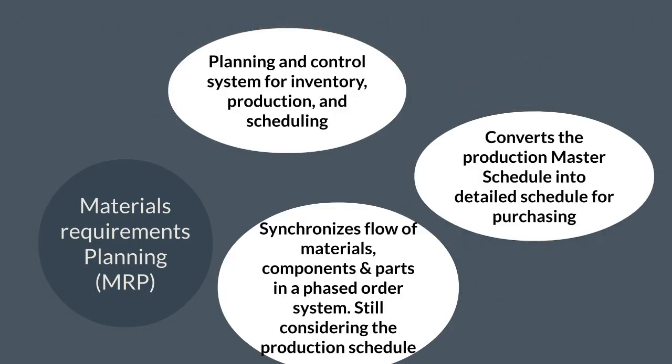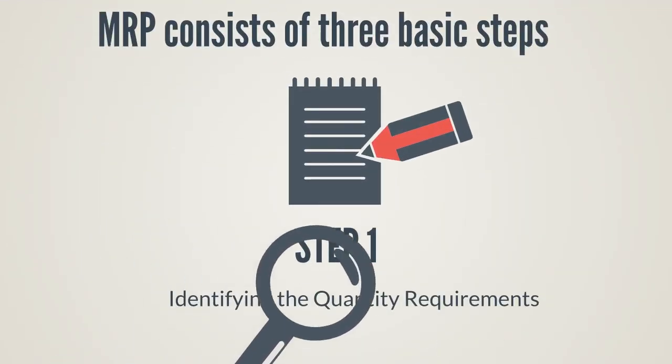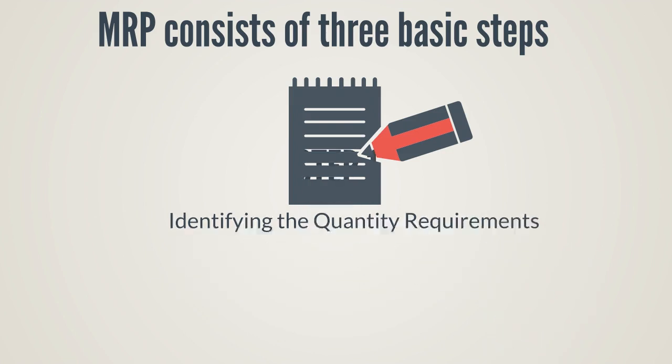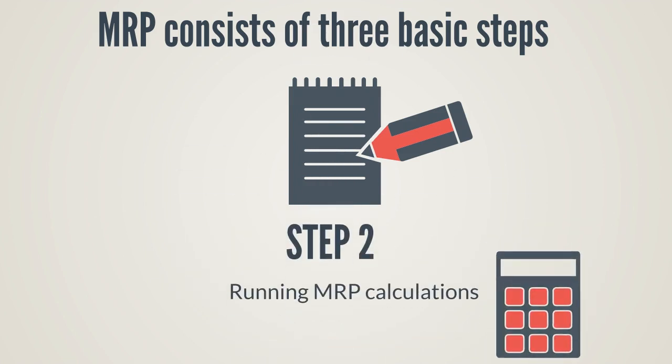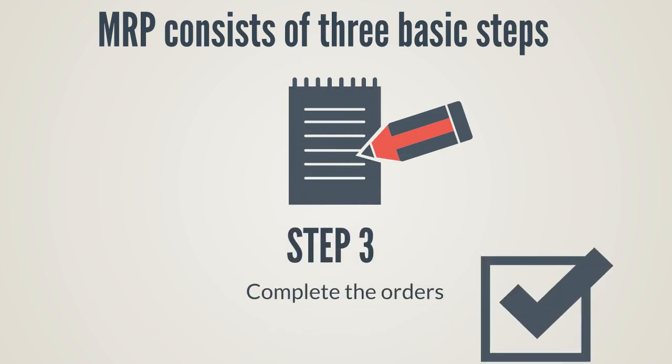What is MRP? It is a planning and control system for inventory, production and scheduling. It converts the demand master schedule into a detailed schedule for the purchasing of raw materials and components, and it synchronizes the flow of materials, components and parts in a phased order system, whilst also considering the production schedule. MRP consists of three basic steps: identifying the quantity requirements of customers' actual and forecasted demand, the running of MRP calculations, and completing the orders.